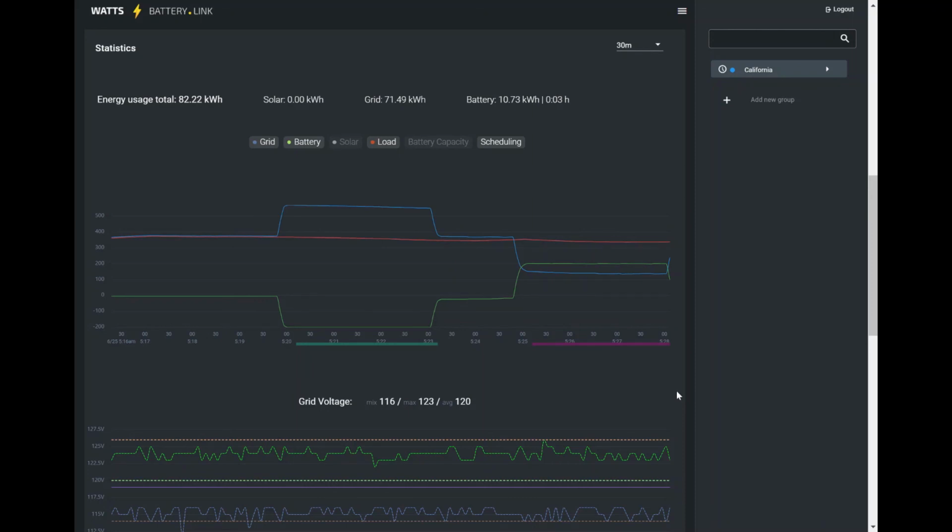Now we reach 5:28, which is the end of the regulation up service. The grid power returns to the previous position.